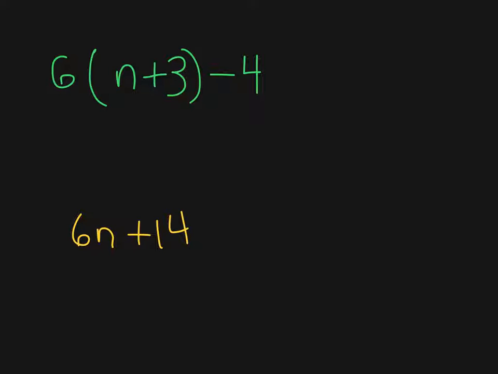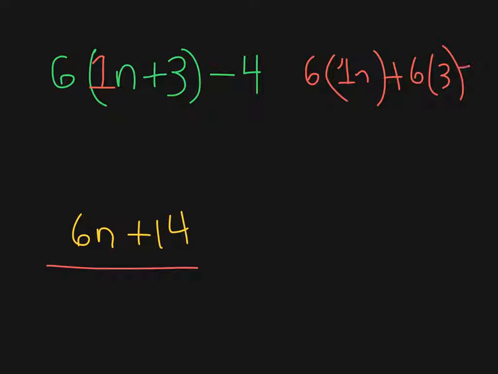So in this type of problem, what I'm trying to do is figure out if these two expressions are equivalent. I have to multiply out the green one and see if, when I multiply out and do everything I can, it equals what the yellow one is, because I can't do anything with the yellow one. So I'm going to multiply 6 times n. That's going to be 6. Remember, n means 1n. Plus 6 times 3 minus 4. That's what all that is.